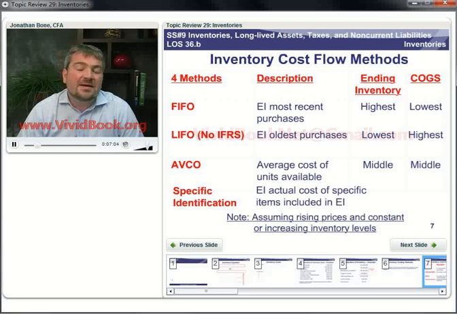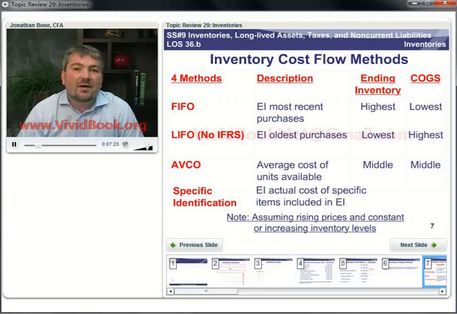So in an inflationary world, if our ending inventory is made up of the oldest purchases, that must mean it contains the lowest purchase prices, and as a result, we'll get the lowest ending inventory under LIFO. However, if we've sold the most recent purchases at higher prices, it means our cost of goods sold will be higher.